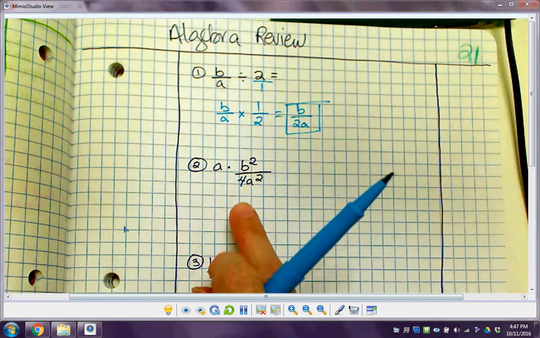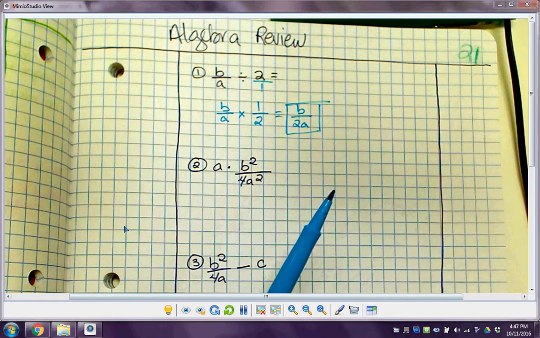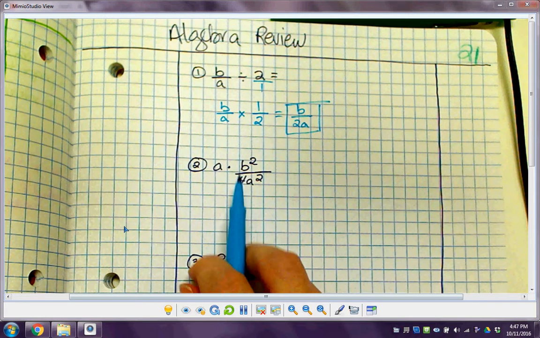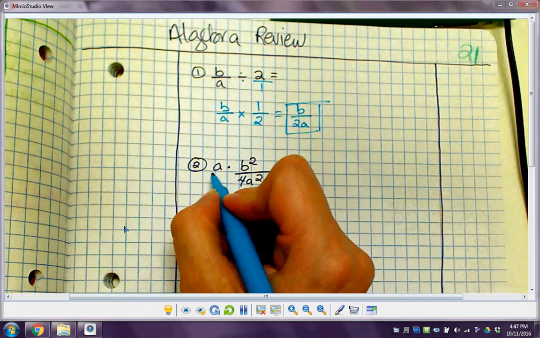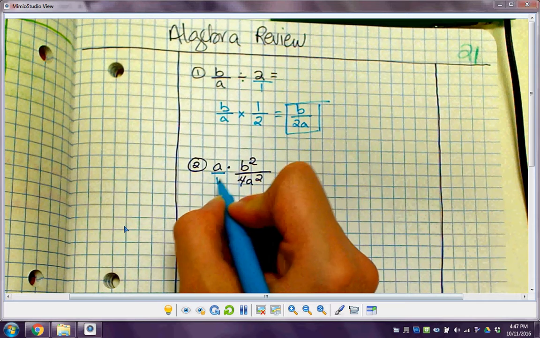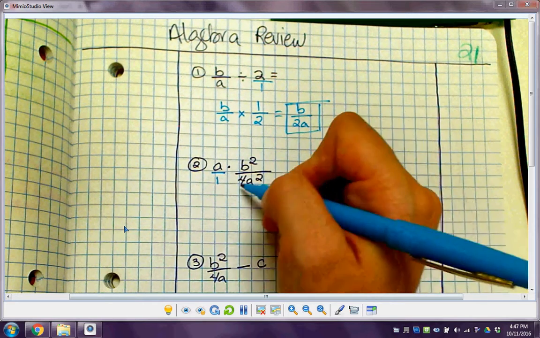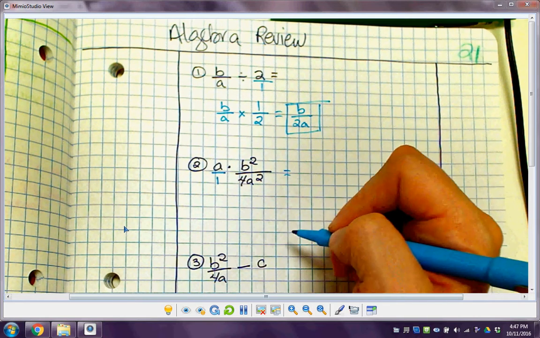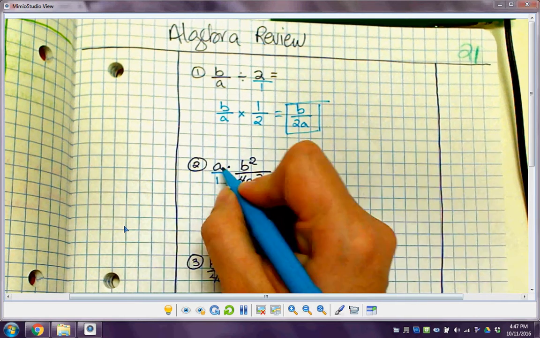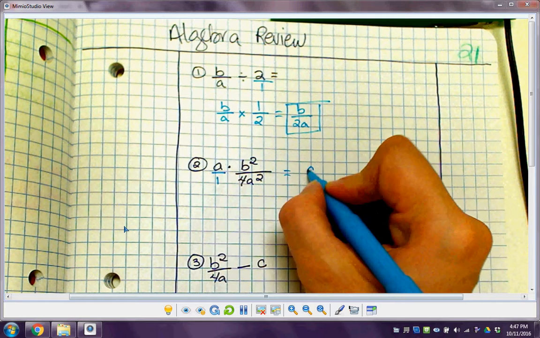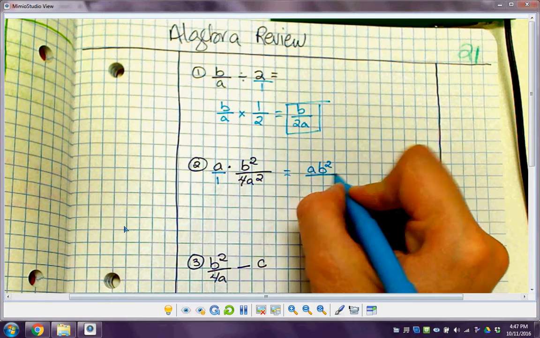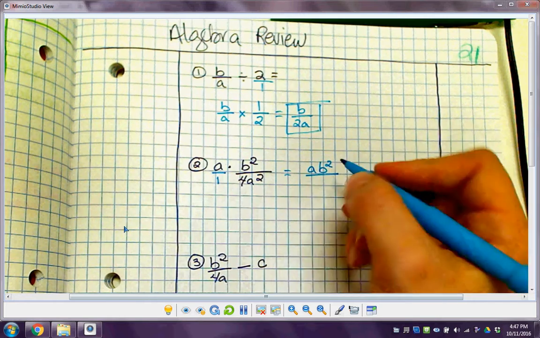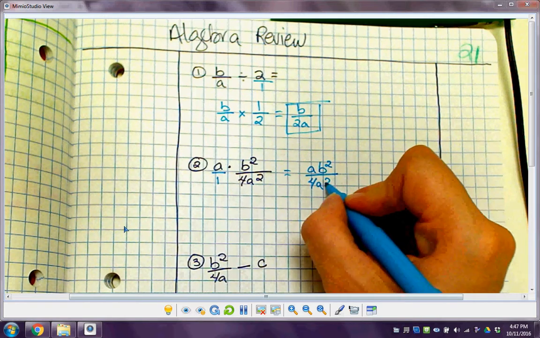A times B squared over 4A squared. Well, this is actually easier than the previous because it's just multiplication. So I've got a fraction, A over 1 times B squared over 4A squared. Again, just like we just did, multiply across. A times B squared is AB squared. 1 times 4A squared is 4A squared.